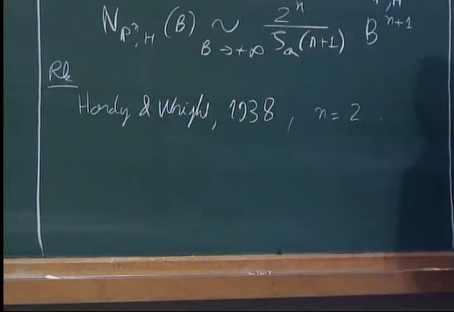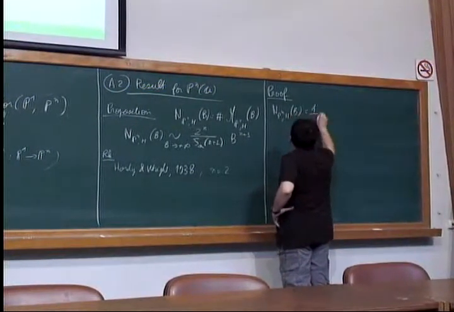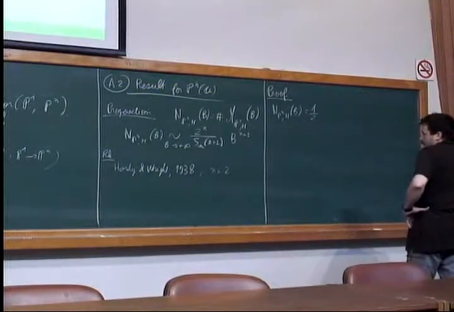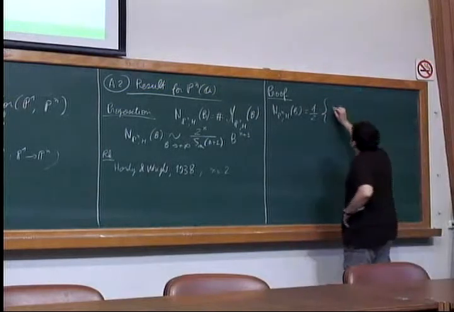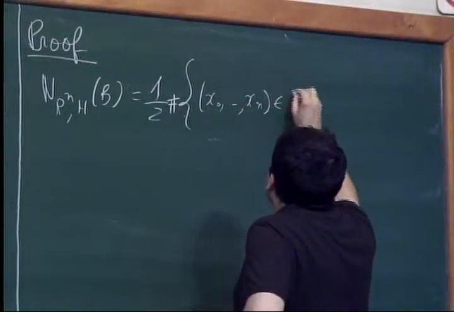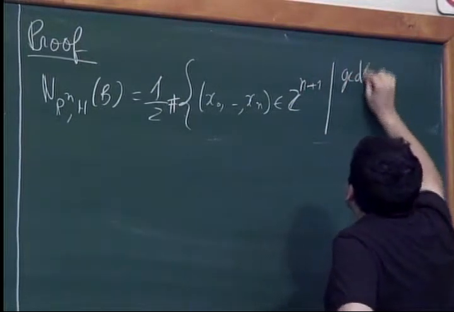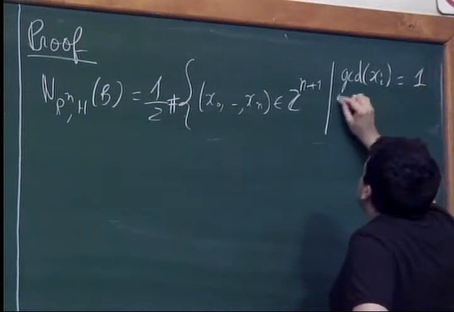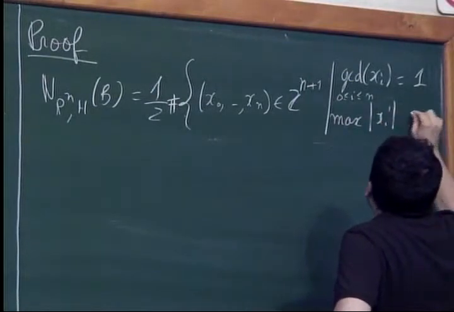Anyway, so the proof goes as follows. By definition, the number of points of bounded height on the projective space is half of the cardinal of the set of (x_0, ..., x_n) in Z to the power n plus 1, such that, first of all, the GCD of the x_i's is equal to 1, and the maximum of the absolute values of the x_i's is less than B.